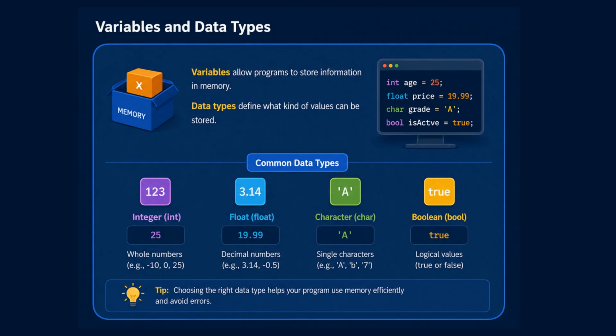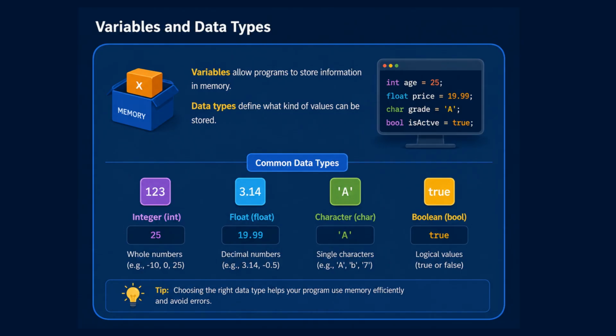In this lesson, we will learn about variables and data types in programming. Variables are used to store information in computer memory. Data types define what kind of values can be stored inside those variables.